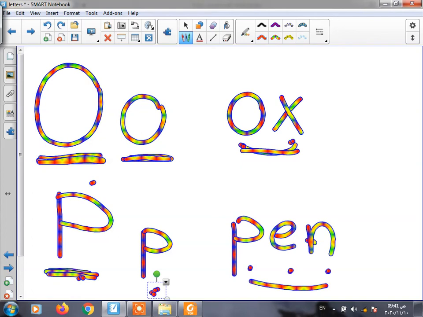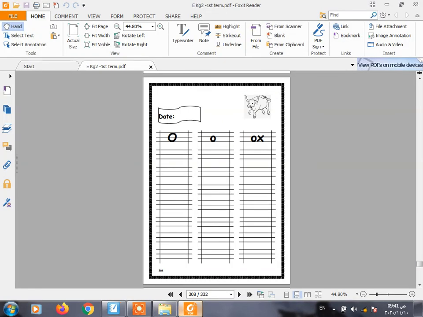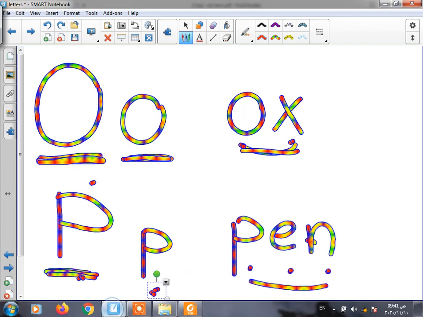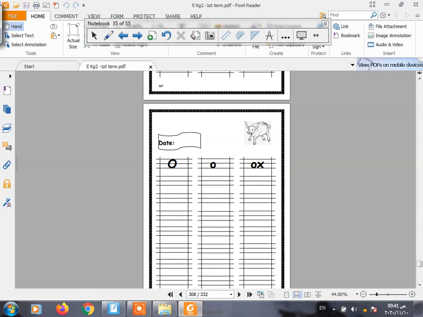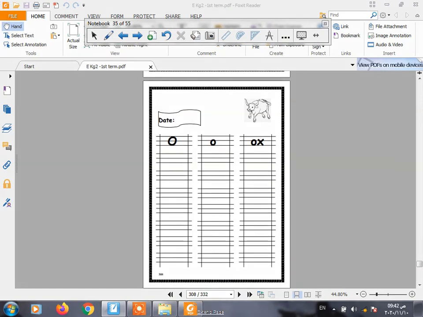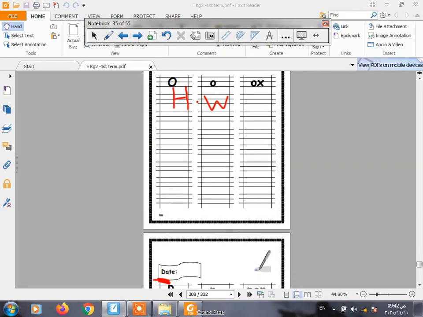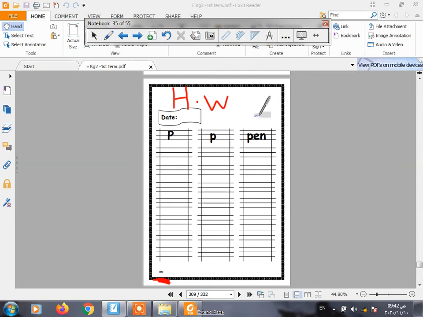Okay, KG2. Now, you will go to booklet page 308 and you will write here HW. Here, KG2, page 308. Also, KG2, we will take page 309. I will write here HW, and I will write the date here, KG2.